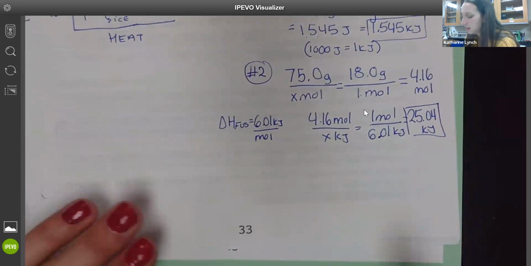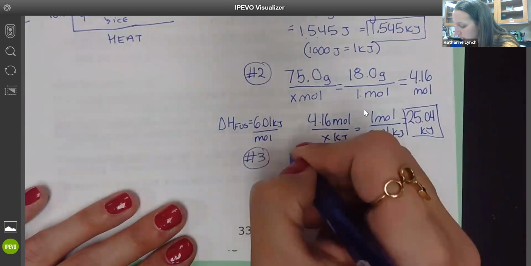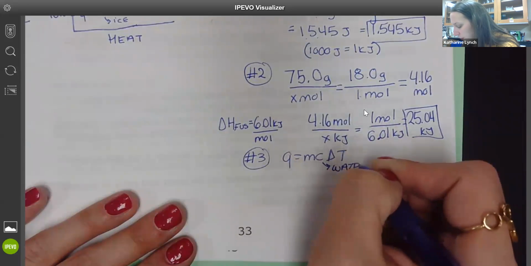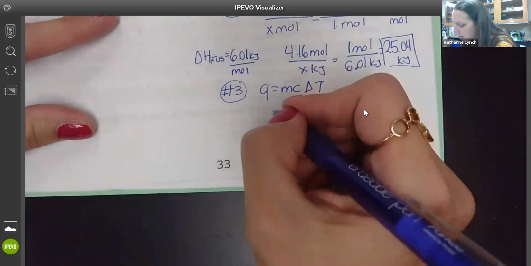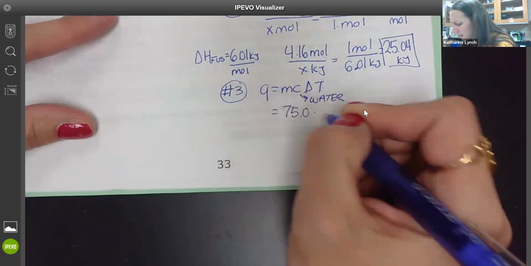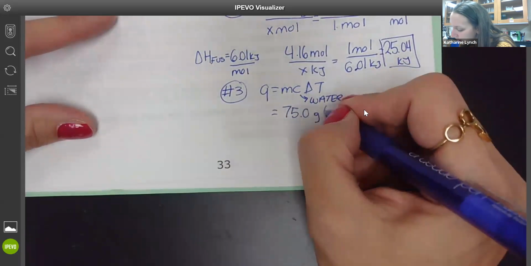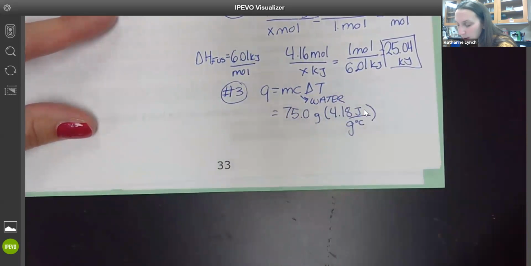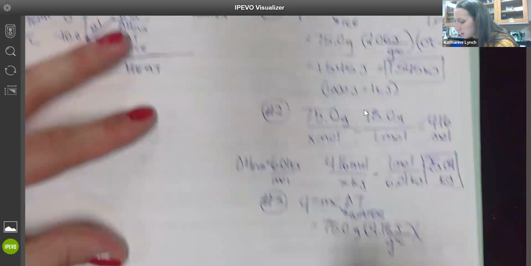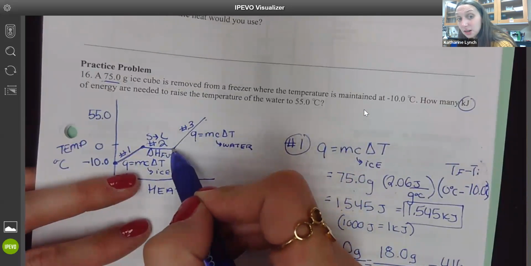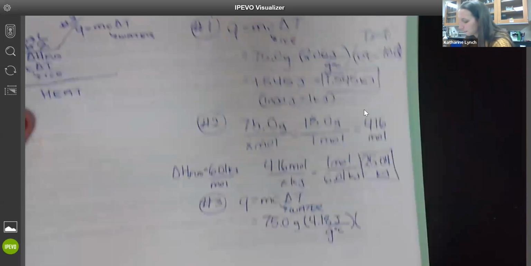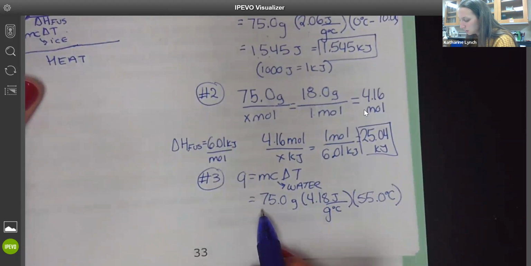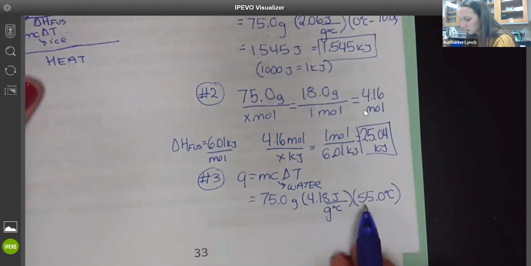So step 3 is going to be back to another Q equals MC delta T, but now I'm focused on liquid water. So mass in my ice cube still 75 grams. The specific heat of water, 4.18 joules per gram degree Celsius, liquid water. And then T final minus T initial, 55 degrees Celsius minus 0 degrees Celsius gives me 55 degrees Celsius. All right, so I'm going to do 75 times 4.18 times 55.